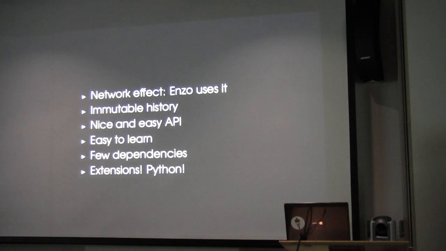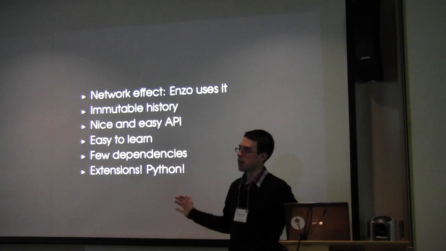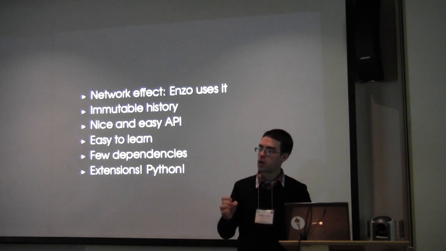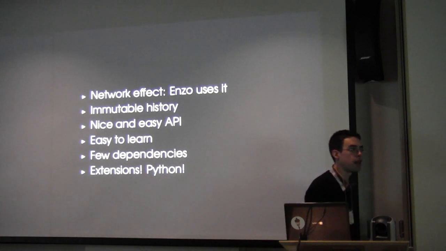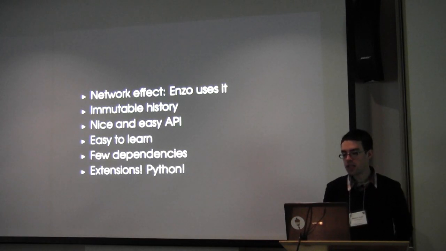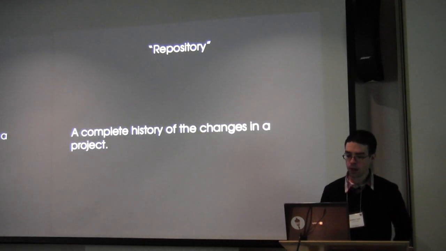It has immutable history, and this is a big deal. We don't rewrite history with Mercurial. Once you commit a change set, that's it. It's in there. And so that means that that SHA will remain forever. And what you can do is you can go back and identify the individual change set that you used to run a given piece of analysis. It has a nice and easy API. It's relatively easy to learn. It only has a couple dependencies, and it's built on Python. It's very easy to get and comes with YT.